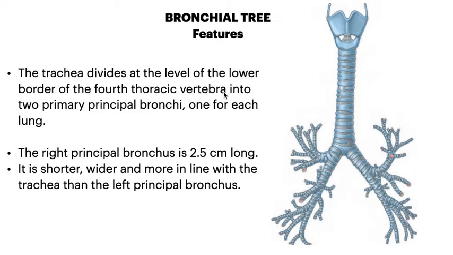The trachea divides at the level of the lower border of the fourth thoracic vertebra into two principal bronchi, one for each lung. The right principal bronchus is 2.5 centimeters long, shorter, wider, and more in line with the trachea than the left principal bronchus.